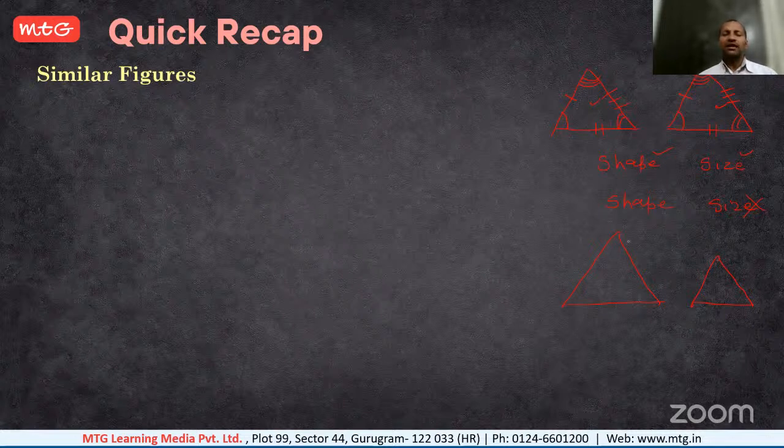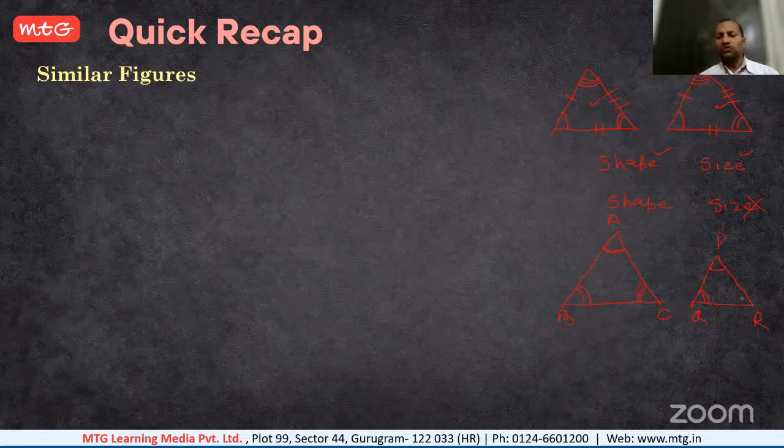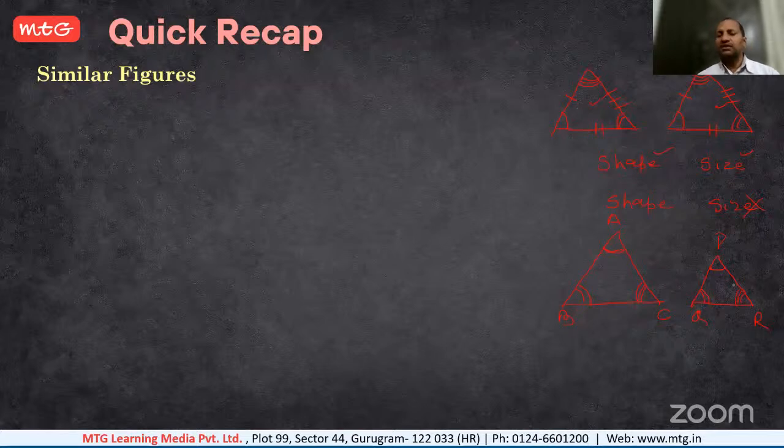In similar triangles, your corresponding angles will be equal. Like this is the corresponding of this. If we give names, this is triangle ABC and this is triangle PQR. Here angle A will be equal to angle P, angle B is equal to angle Q. When in a triangle two angles are equal, obviously the third angle will also be equal. So C will be equal to R. These three angles are equal.